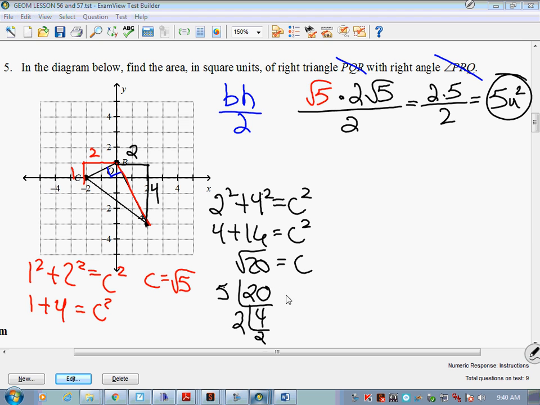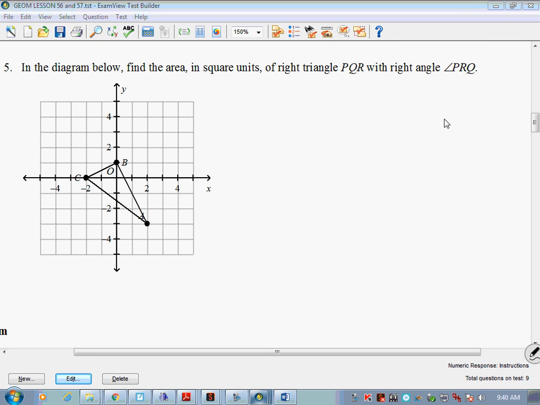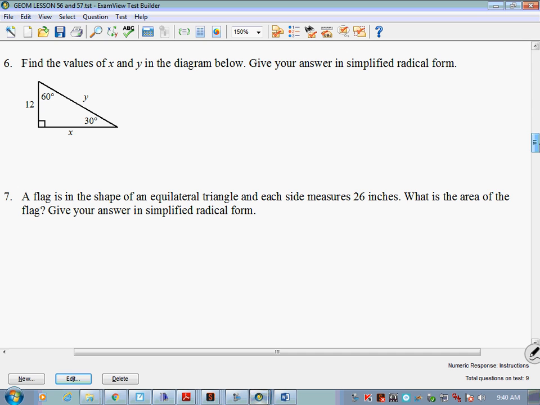We're going to erase this. You can pause there and look at that as much as you want. I'm going to clear that and move on to number 6. We're going to come back to a 30, 60, 90 question. Notice that opposite of 30 is 12. So what is x?